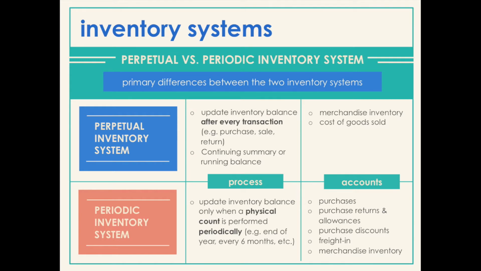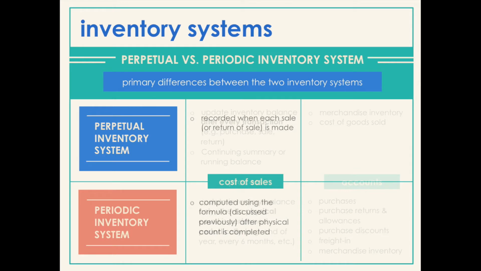Under the periodic system, we have a separate account for each transaction. We have purchases, purchase returns and allowances, purchase discounts, and freight in. The merchandise inventory account is also maintained for the amount of inventory available at the end of the reporting period. You'll also note that the periodic system does not make use of the cost of goods sold account.